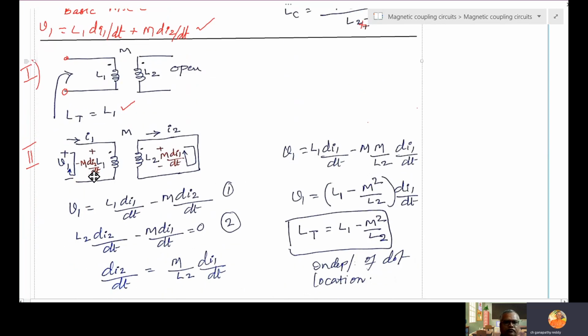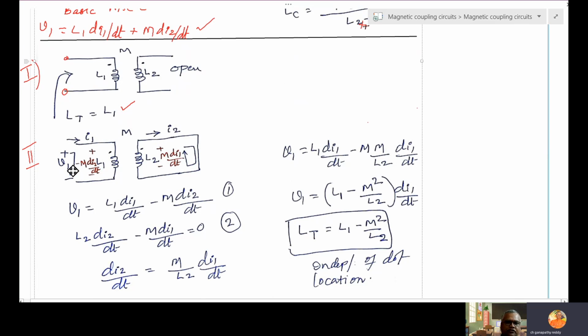Here again, to find L equivalent, V1 is applied and I1 is flowing. I1 enters at a dot, so the sensed voltage is plus M di1 by dt. Then I2 enters at the undotted terminal, so the voltage sensed at the dotted end is minus M di2 by dt.